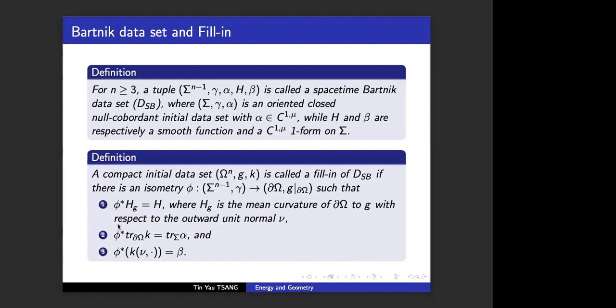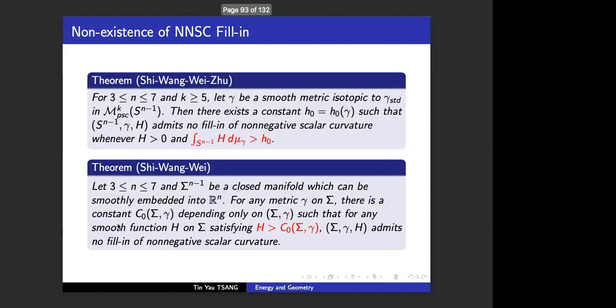The filling is as follows. Again, mean curvature stands for the pullback of the mean curvature. And then chi sigma of alpha means chi sigma k. And then the pullback of k nu is beta. This is the meaning of this filling. So we have the definition of a space-time initial data set filling.